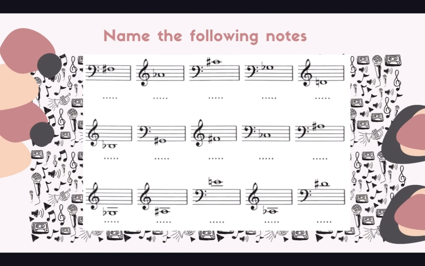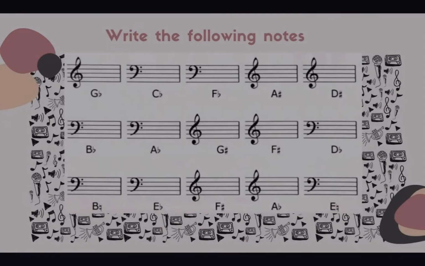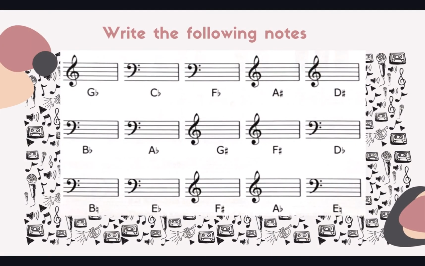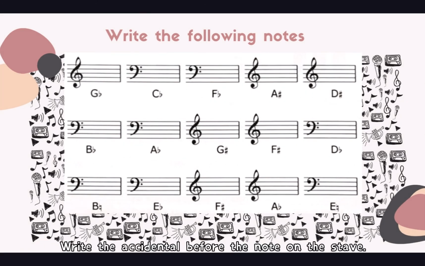Name the following notes. Remember, write any accidental after the letter name of the note. Check the clef carefully. Write the following notes. Remember, check the clef carefully. Line up any accidentals as accurately as you line up the note itself. Write the accidental before, that means to the left, of the note on the stave.